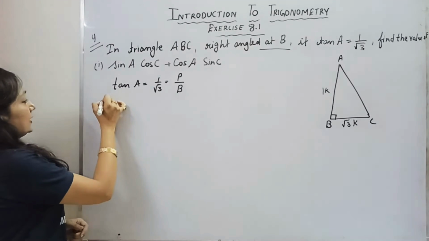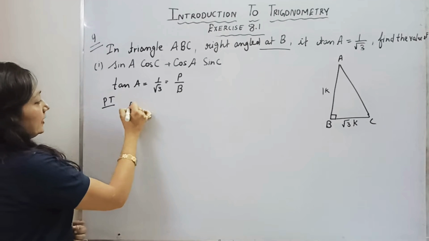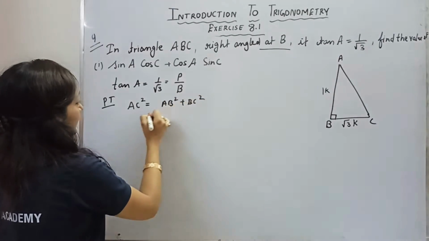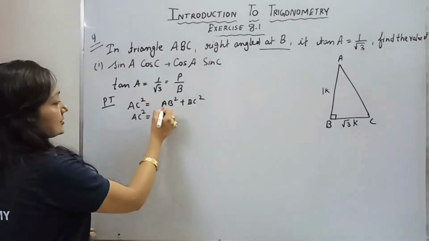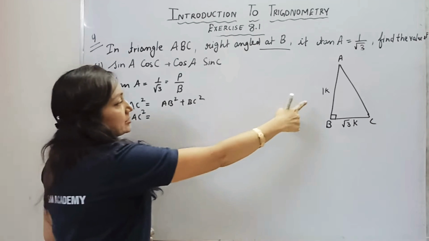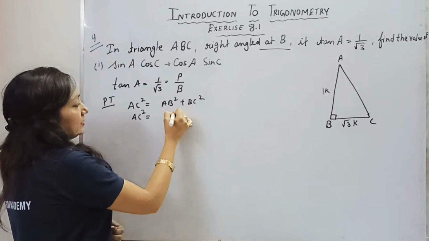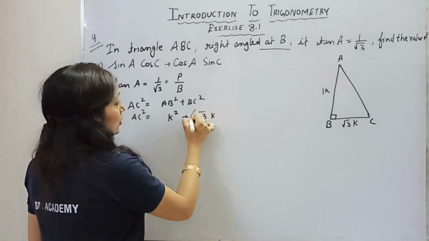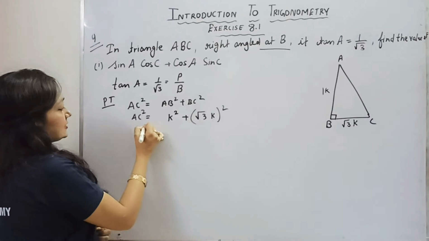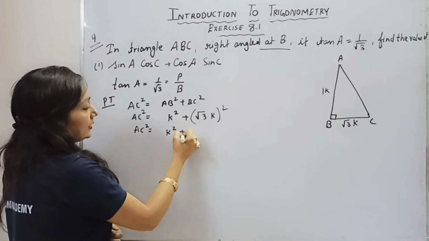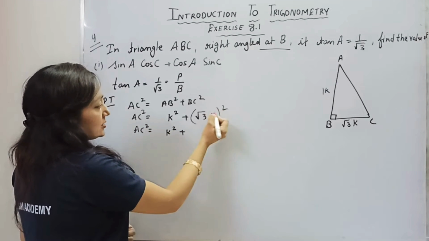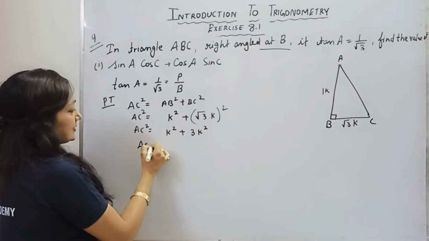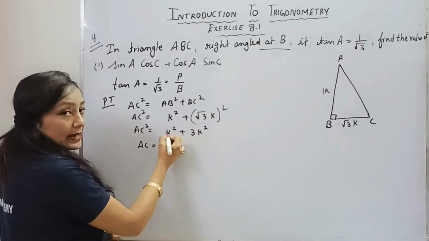So let's start. Pythagoras theorem. AC square is equal to AB square plus BC square. What is the value of AB square? It's K, so we can write here K square. BC is root 3K whole square. So AC square is equal to K square plus 3K square, the root and square cancel. So it's 4K square.